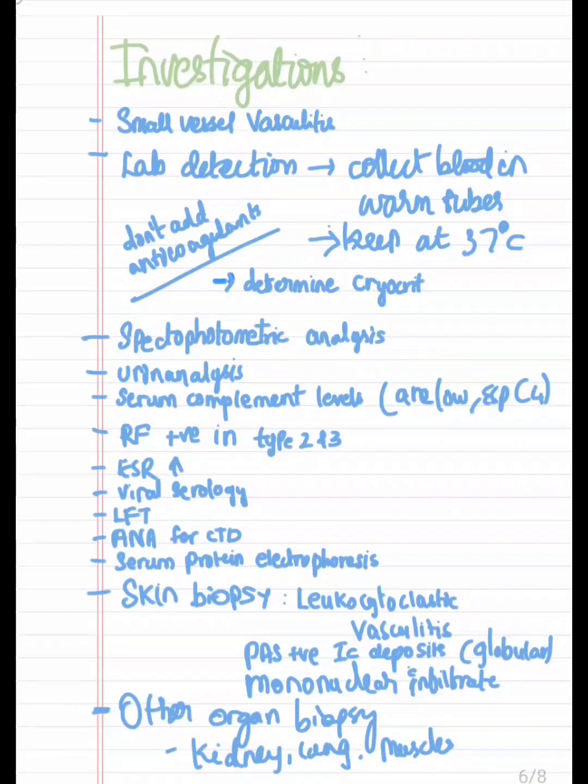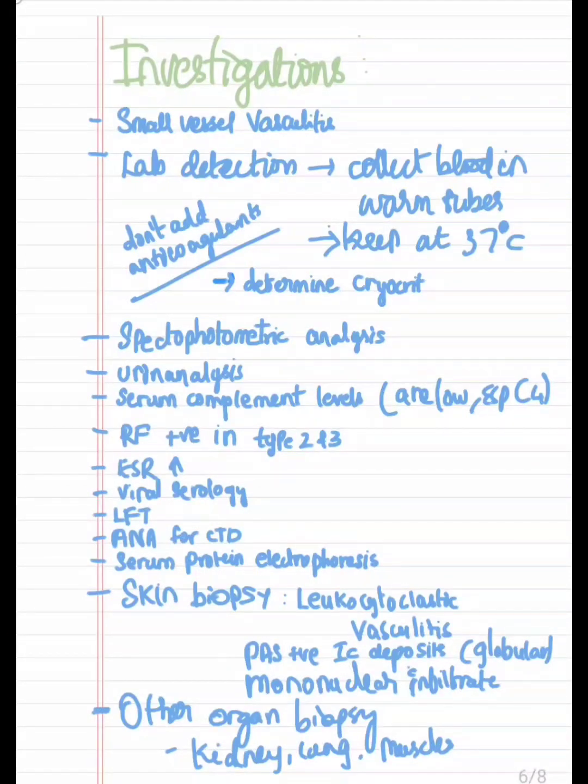Next, coming to the investigations, here we have to remember that cryoglobulinemia is a small vessel vasculitis, and the primary investigation is that you need to detect the presence of cryoglobulin in the given blood sample. For this, you have to collect the blood in warm tubes, and you have to see that the temperature is maintained at 37 degrees centigrade in order to avoid precipitation, and also while being transported, the temperature should be maintained at 37 degrees centigrade. This is followed by centrifugation, and then there's lowering of temperature, allowing them to precipitate, and then you determine the cryocrit value. You have to see that you don't add any anticoagulants after collecting the sample, and the cryocrit value is usually close to 0 in normal people.